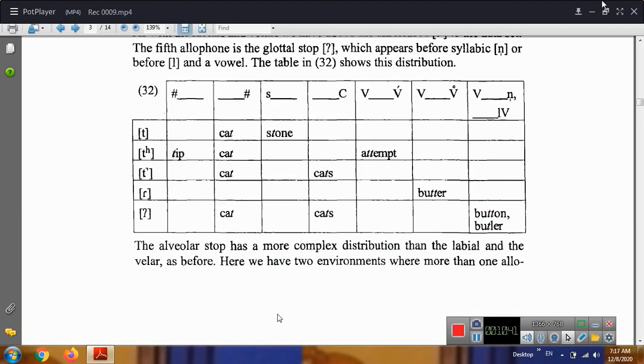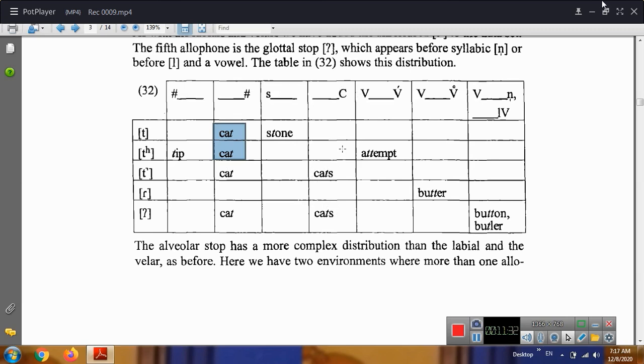Okay, pay attention to this data please. These allophones are in complementary distribution in this column. Here, here, here, here, and here. These five allophones are in complementary distribution in this column, but they are in variation in two situations. At the end of the word, a plain T, aspirated T, unreleased T, and glottal stop are in variation with each other, and also this unreleased T and this glottal stop are in variation in this environment too, before the consonant.